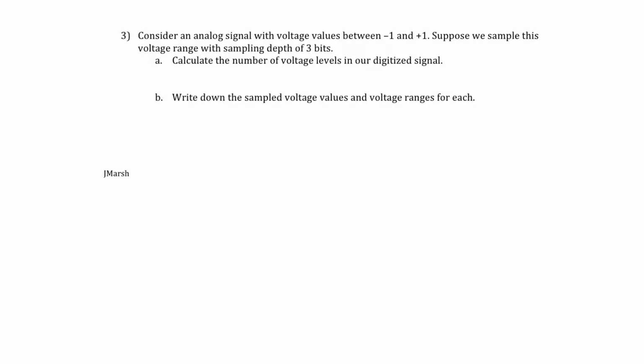Okay, here's a little video showing an example problem on digitizing an analog signal with voltage values between -1 and +1, sampled at 3 bits of depth. And we're interested in the voltage levels and the voltage values that it'll be rounded to. So I'm going to go ahead and draw out my scale, my time axis, my voltage axis, my +1 volt, and my -1 volt.